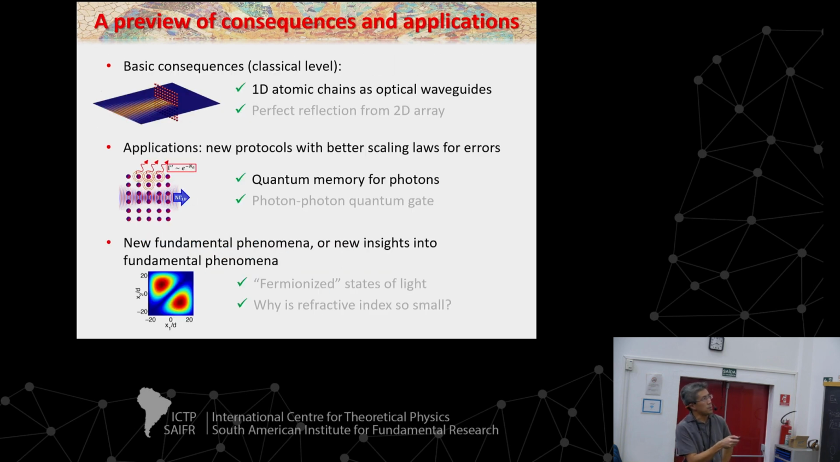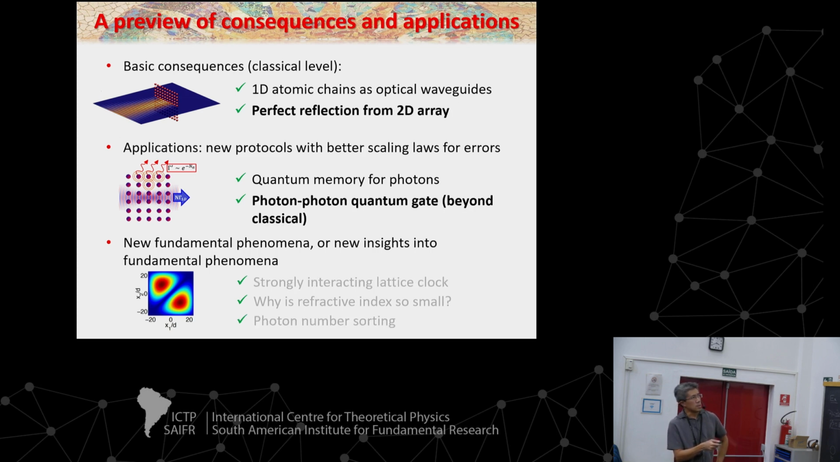So just to recap where we are, at the phenomenological level, I argued that 1D chains can act as perfect waveguides. Then you can functionalize that into a quantum memory with an exponentially better error probability than what the Maxwell-Bloch equations predict. And the next thing is I'll now describe how a 2D array can be a perfect mirror for single photons, and how to turn that classical effect into a quantum one and build up a photon-photon quantum gate.